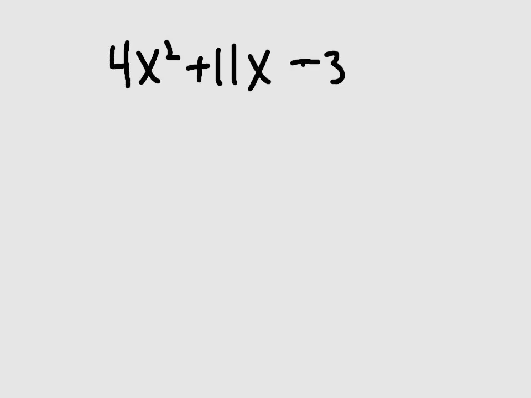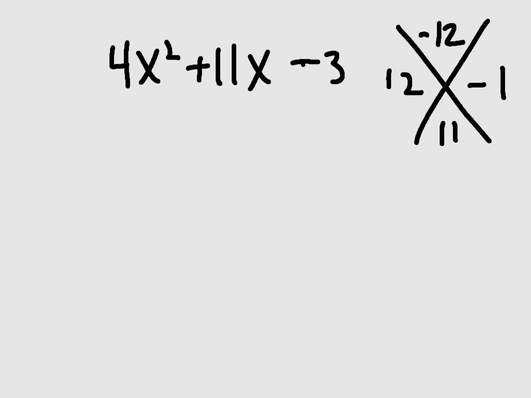Let's go on to another problem. This is more of a medium problem. We have 4x squared plus 11x minus 3. We're going to find two factors of negative 12 that add to equal 11. Now these factors can be 12 and negative 1.